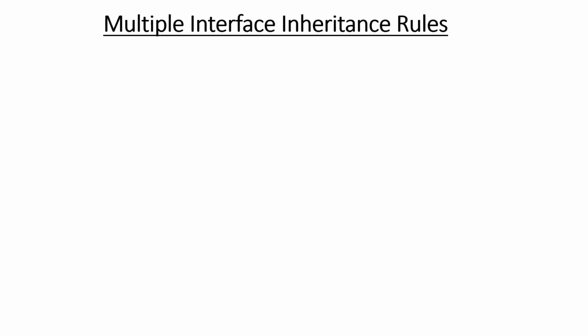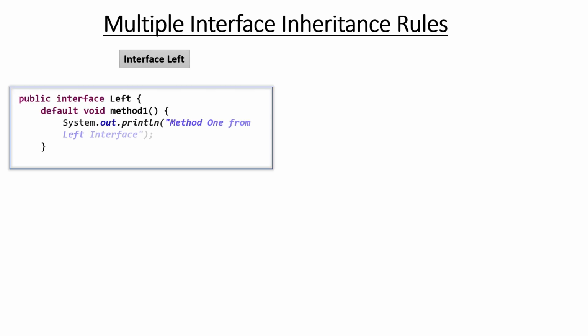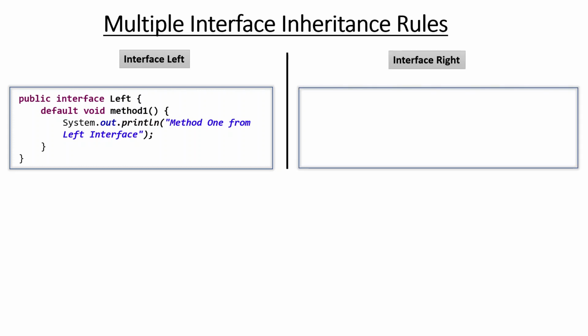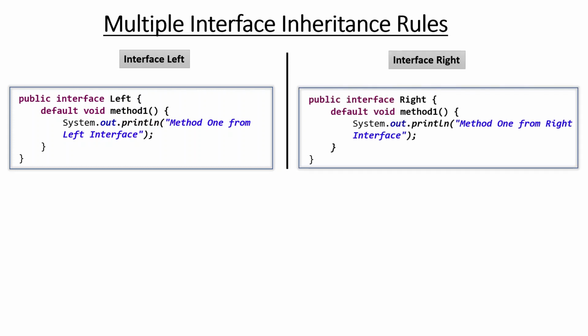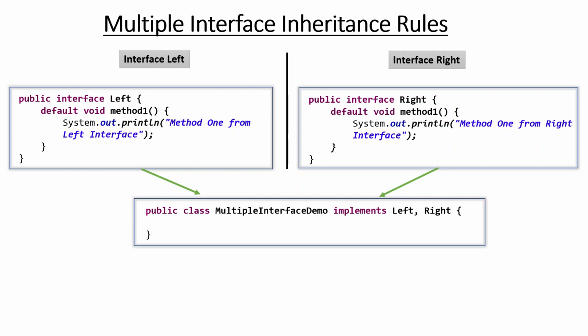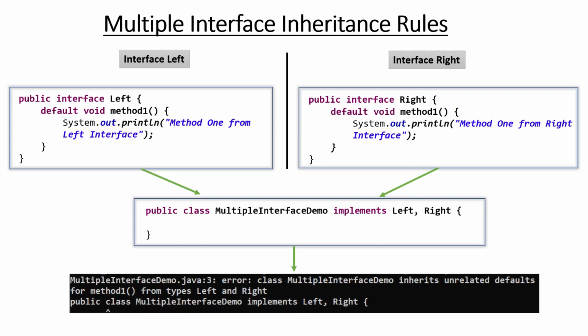So in this example, let us assume we have an interface left, which has a default method, method1. Then we have an interface right, which has a default method, method1. Now you can see that both the interfaces have the same default method. And now if we implement both these interfaces at the same time, then what will happen? In this case, the code simply won't compile as there is a conflict which is caused by the multiple inheritance problem. This problem is also called the classic diamond problem.